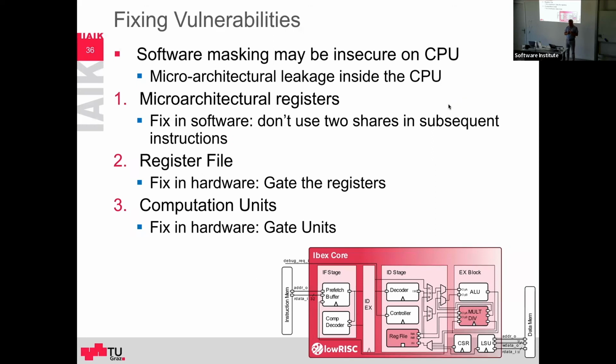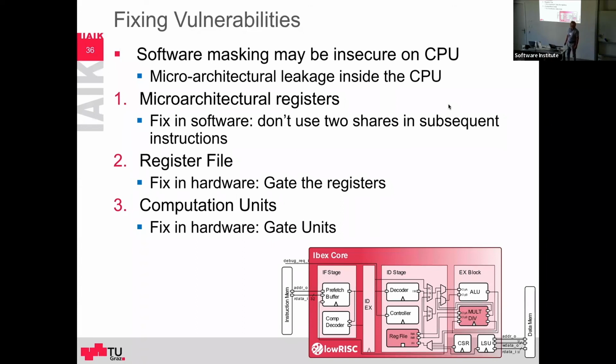The 3 things that I showed you, there's a couple more problems you have to fix somehow. Some of these things you fix by telling the software designer, don't do that. This register thing that we solved, the best solution for that is, if you want to touch two shares, don't do it in consecutive instructions, or you'll get into trouble. This is something that you can tell a designer or a compiler.